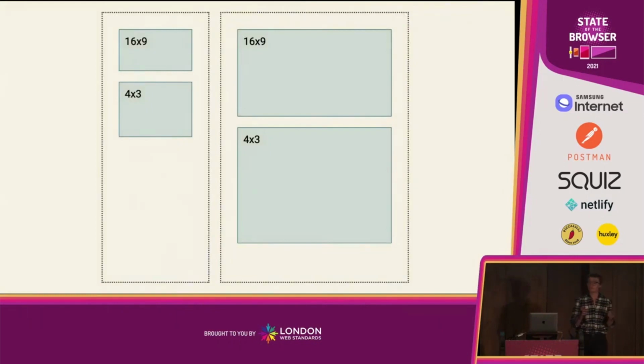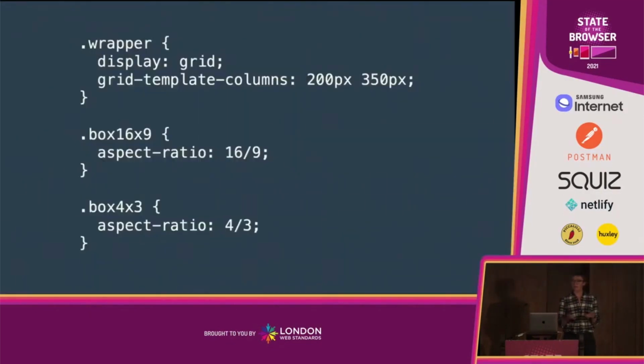This demo's got a couple of grid tracks, and I've dropped boxes that are set to have an aspect ratio. Their width is defined by the track that they're in, so it'll be bigger or smaller, but they always keep their height in the ratio that we've defined. So we have something that looks like this.